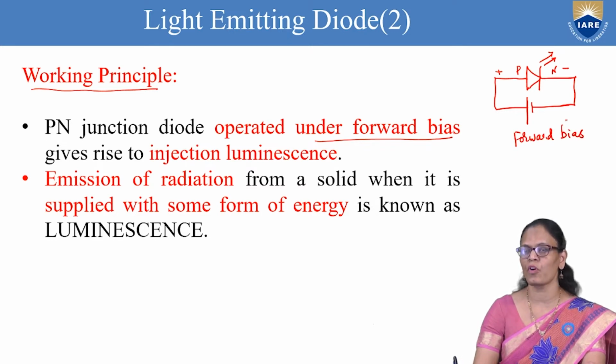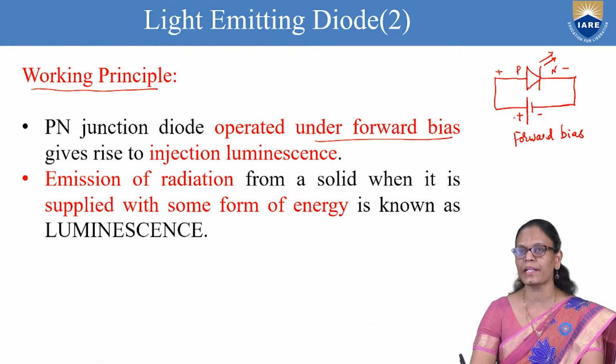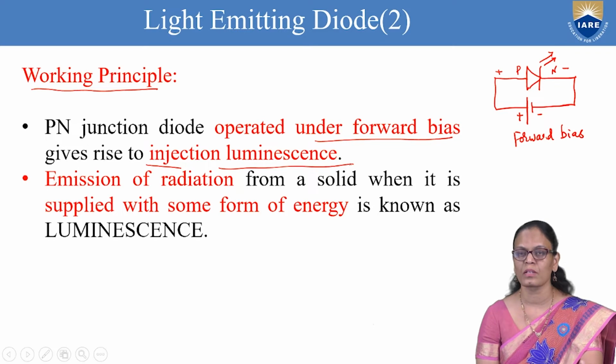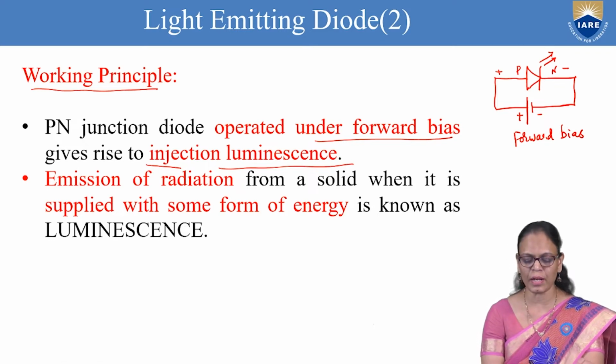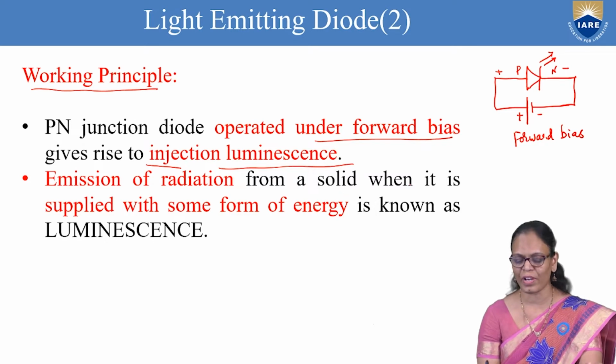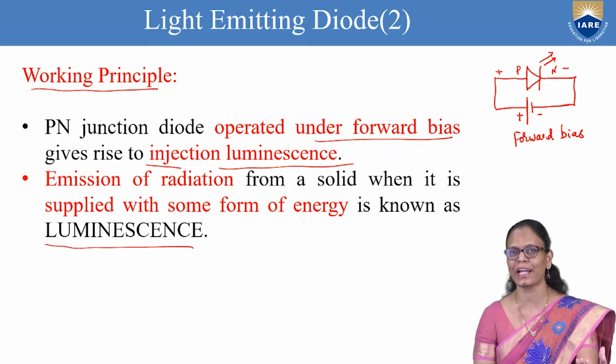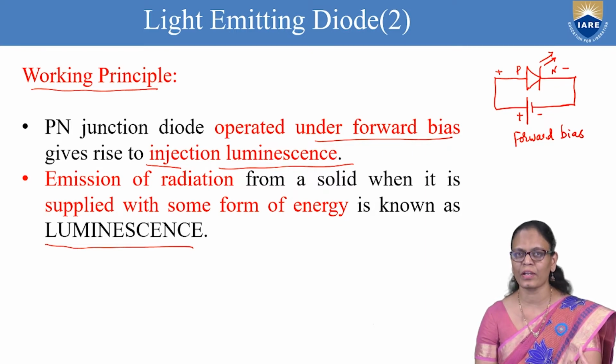This is called forward bias. This is positive of the external supply and this is negative of the external supply. So the P side is connected to positive and the N side is connected to negative. A PN junction diode which is operated under forward bias gives rise to injection luminescence. So what is this luminescence? It is nothing but emission of radiation from a solid when it is supplied with some form of energy. So when we are giving some energy to the solid, then it will emit radiation, and we call that luminescence. In LED we are going to see that light is being emitted. How it is emitted, we are going to understand.